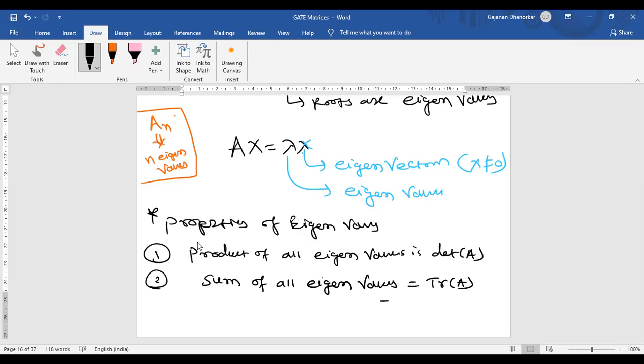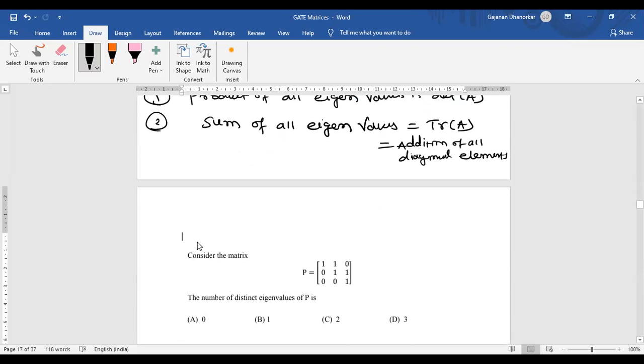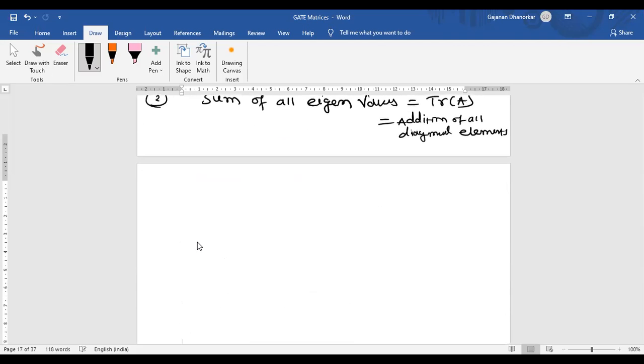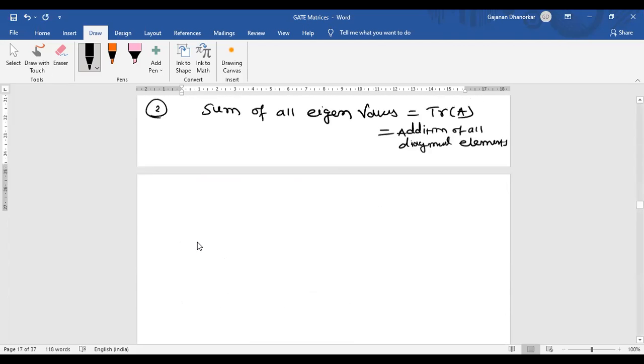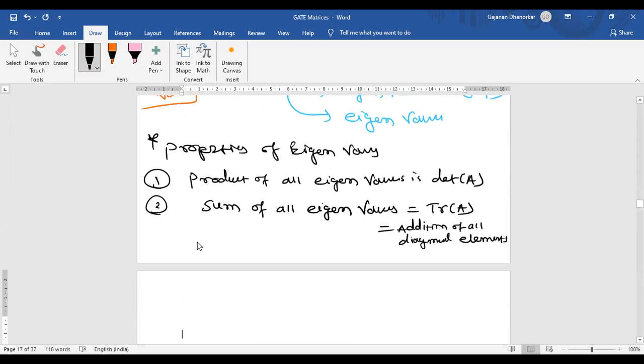What is trace? Trace means the addition of all diagonal elements. The sum of eigenvalues is the trace of the matrix, and the product of eigenvalues is the determinant. These are very important properties. Using these properties, you can solve problems.